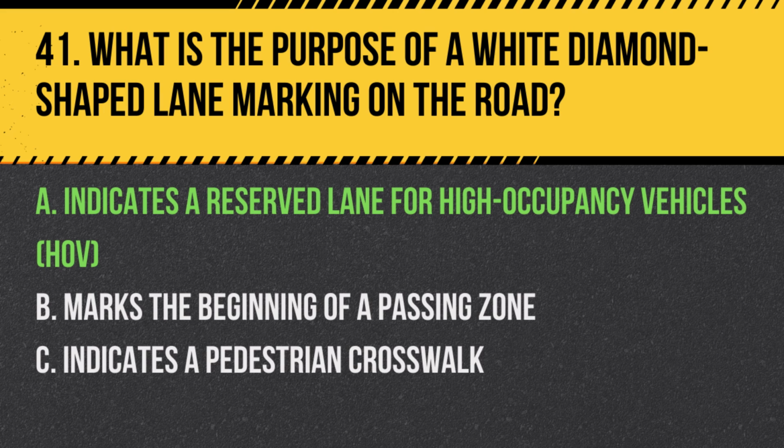A white diamond-shaped lane marking on the road indicates a reserved lane for high-occupancy vehicles, HOV, typically requiring a minimum number of occupants in the vehicle to use that lane.